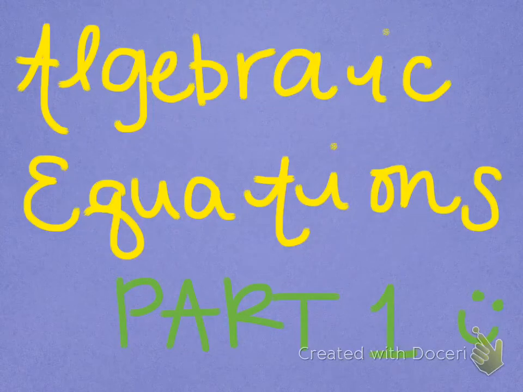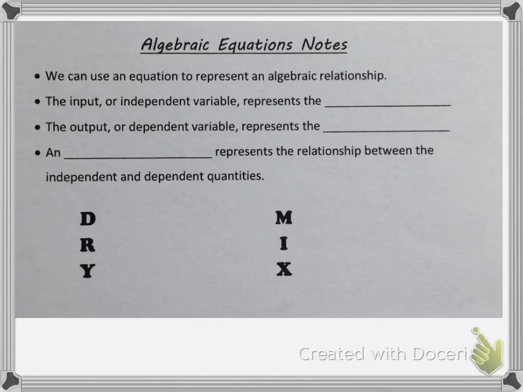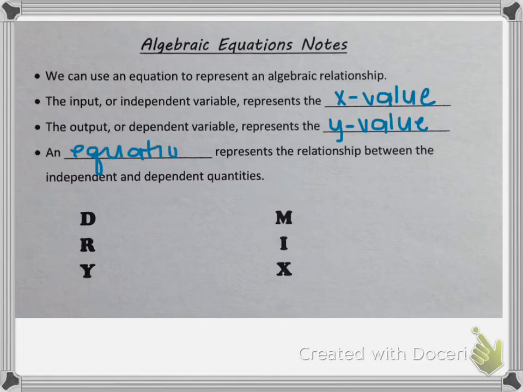Algebraic Equations Part 1. We can use an equation to represent an algebraic relationship. The input, or independent variable, represents the x value. The output, or dependent variable, represents the y value. An equation represents the relationship between the independent and dependent quantities.